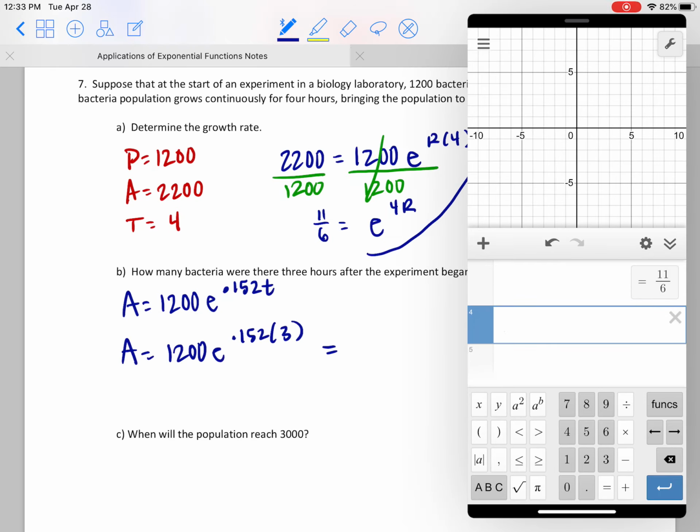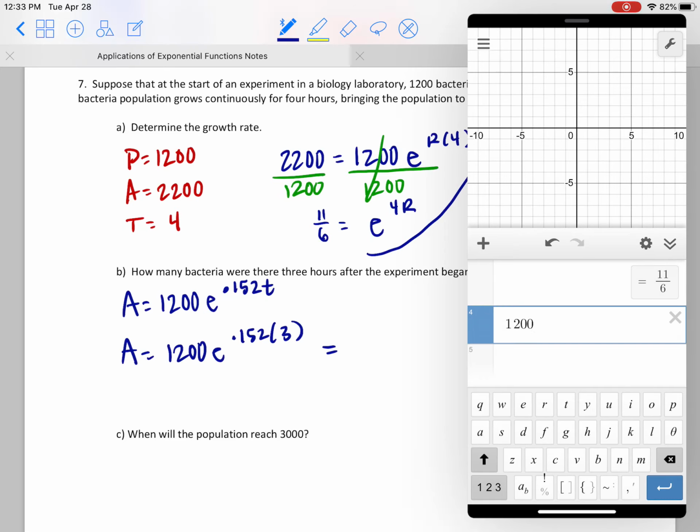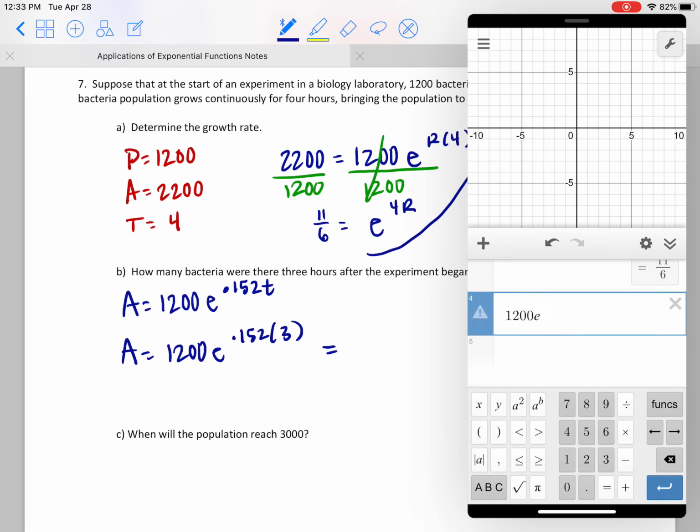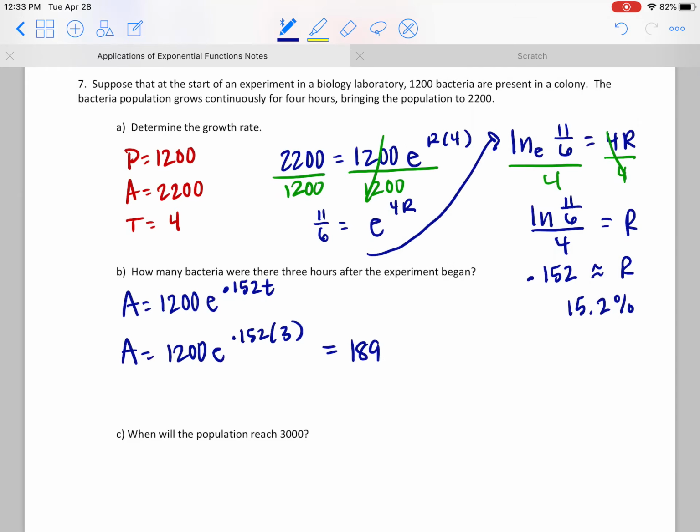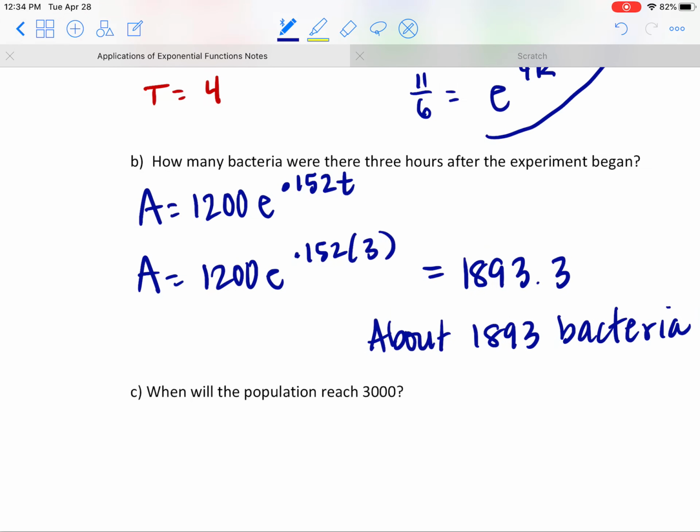So now, how many bacteria were there 3 hours after the experiment begins? Tells me to plug 3 in for t. So what is the final amount when we put 3 in there for t? So let's find out. Let's see, 1200, e, and then we're going to raise that to the 0.152 times 3 power. So we have 1893.3, but this is a final amount of bacteria. You're not going to have 0.3 of a bacteria, so we're going to say about 1,893 bacteria.